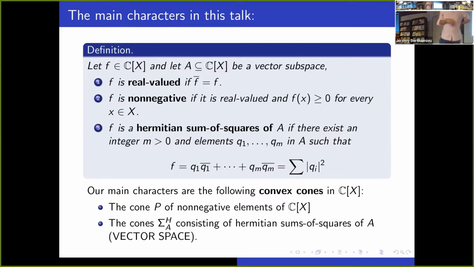Our main characters are the following convex cones: the cone P of non-negative elements of C[X], and the cones sigma A consisting of the Hermitian sums of squares of A, where A is a subvector space of the coordinate ring of X.